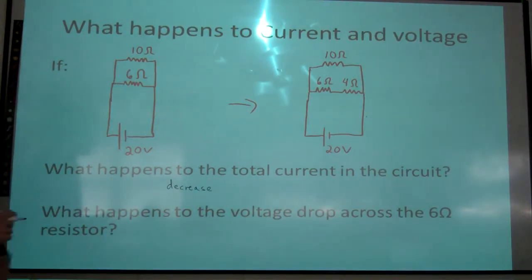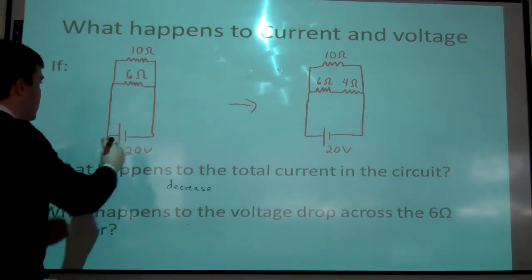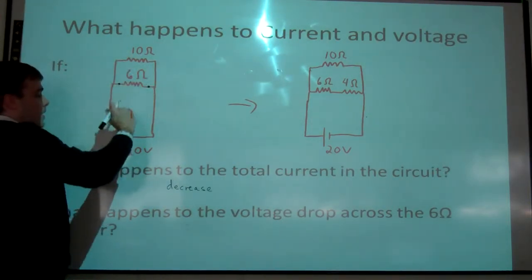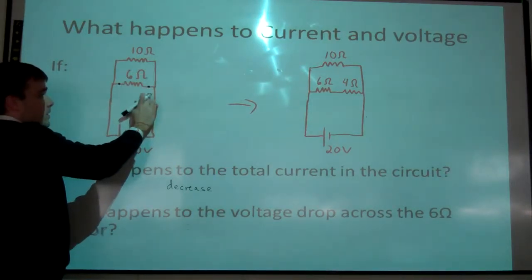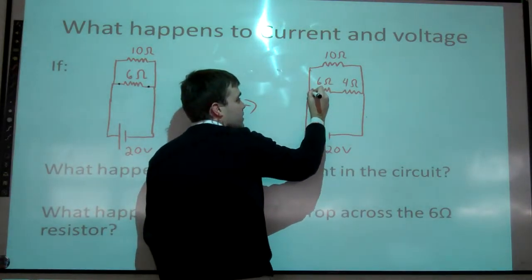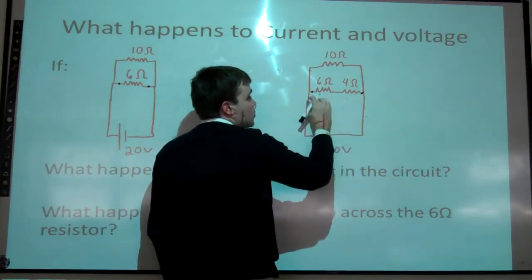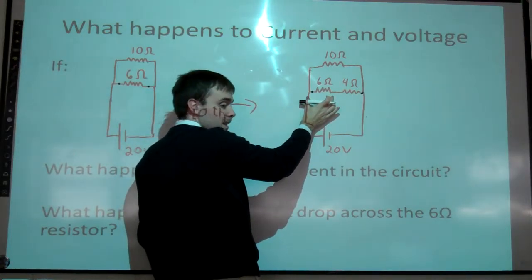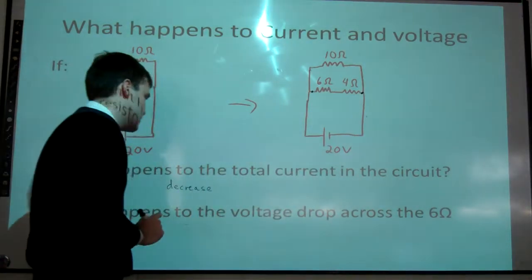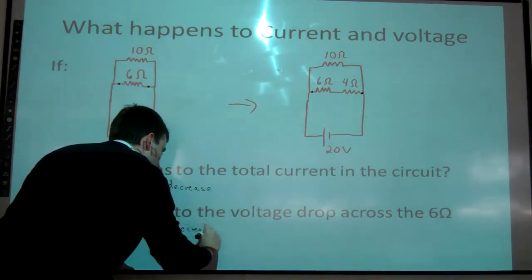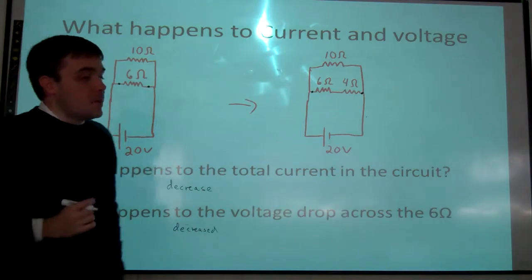And what happens to the voltage drop across the 6 ohm resistor? Across the 6 ohm resistor initially, since these two are in parallel, it's 20 across this one and 20 across this one. So the voltage drop initially for the 6 was 20. Now it's going to be 20 from here to here, but the voltage drop across the 6 ohm one is going to be something less than 20. So the voltage drop across the 6 ohm one decreased as well. Hopefully that makes sense.